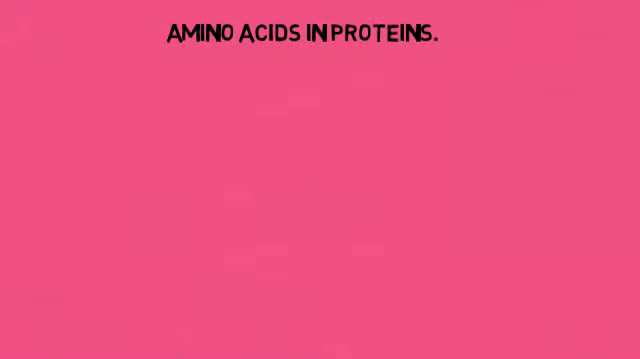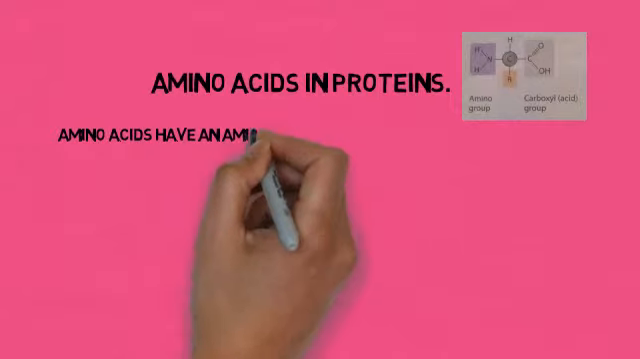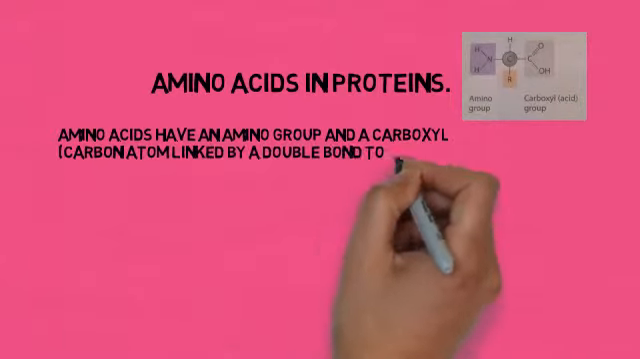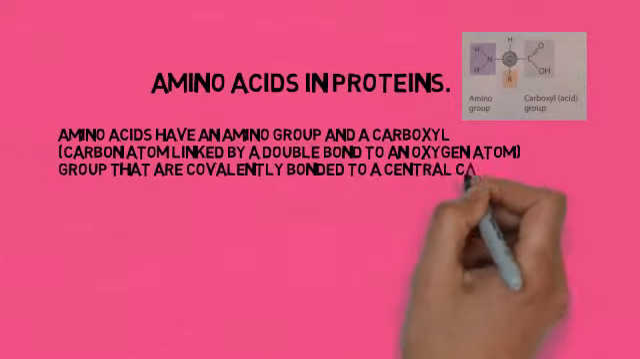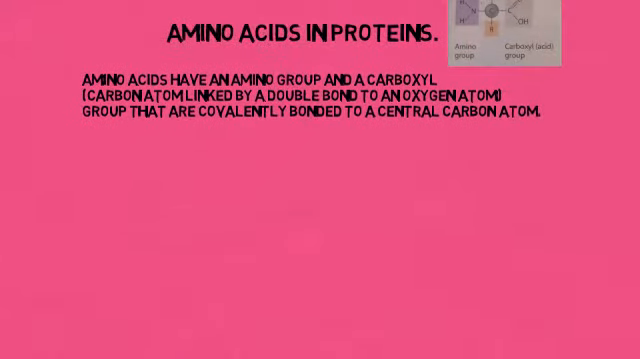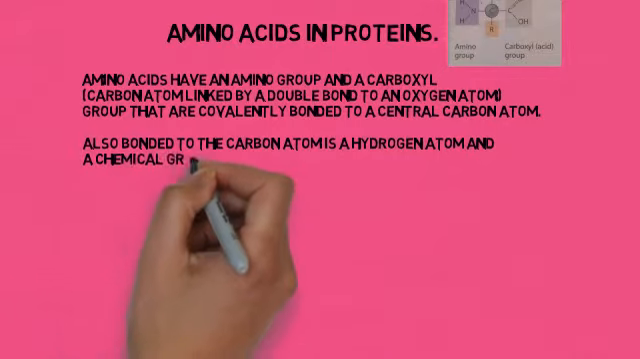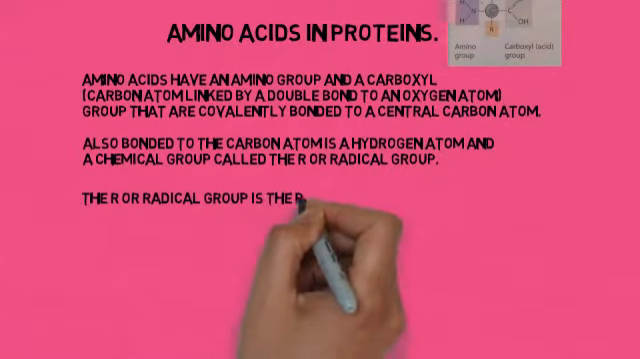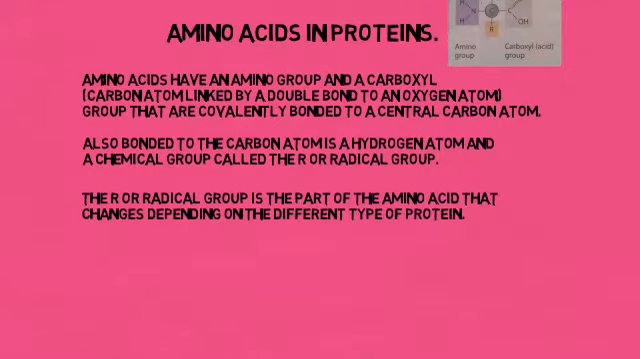Amino acids and protein. Amino acids have an amino group and a carboxyl group, which is a carbon atom linked by a double bond to an oxygen atom, that are covalently bonded to a central carbon atom. Also bonded to the carbon atom is a hydrogen atom and a chemical group called the R, or radical group. The R, or radical group, is the part of the amino acid that changes depending on the different type of protein.